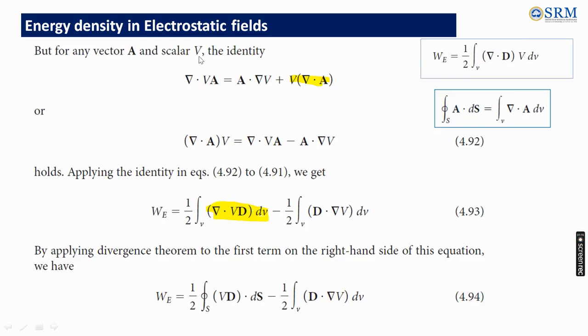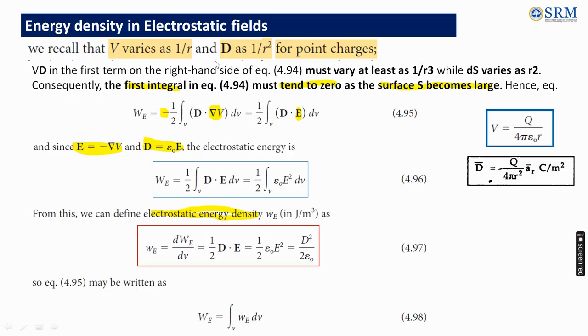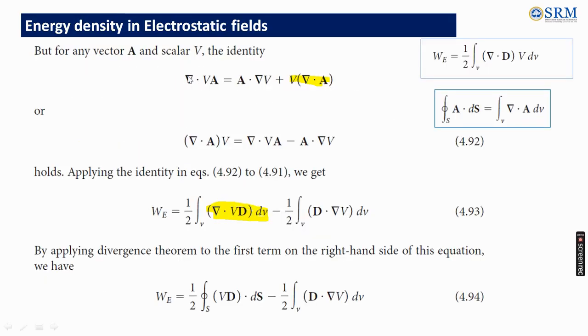So for any vector and scalar, generally what we write is the divergence of scalar times vector is equal to vector dot gradient of scalar plus scalar into divergence of vector. So we are interested in finding the divergence of the vector in our work done. So I'm going to just keep this on the right hand side and move the other terms to the left. So this becomes negative.